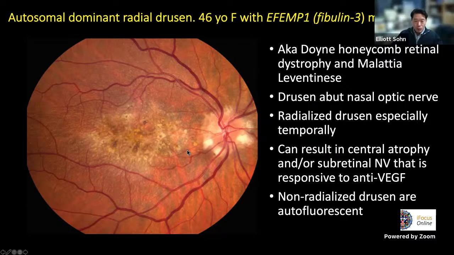These patients tend to actually have drusen abutting the nasal side of the optic nerve. So you can see that right here. And this is a very common feature. 95% of these patients will have drusen touching the nasal side of the optic nerve. These patients develop atrophy as well as neovascular membranes that are responsive to anti-VEGF.